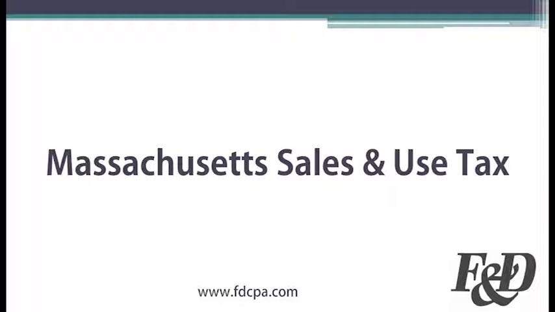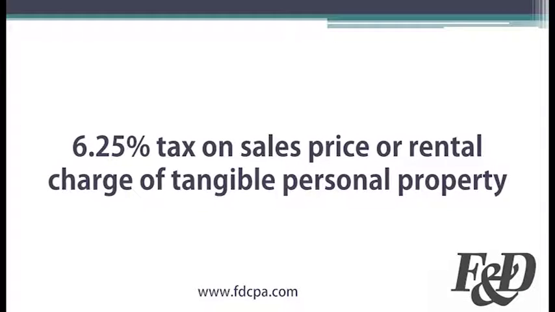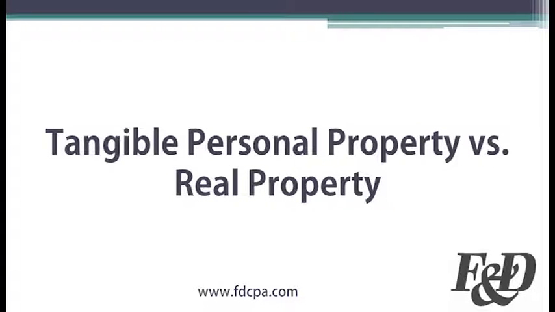Today we're going to talk about the Massachusetts sales and use tax requirements as it relates to the construction industry. First, a general overview of the sales and use tax law in Massachusetts. Massachusetts imposes a 6.25% sales tax on the sales price or rental charges of tangible personal property sold or rented in the Commonwealth. Tangible personal property is the key term there.